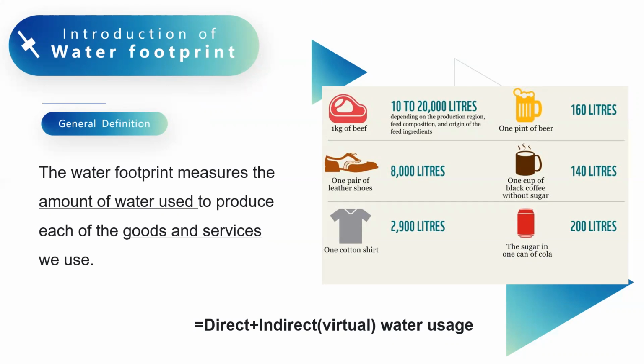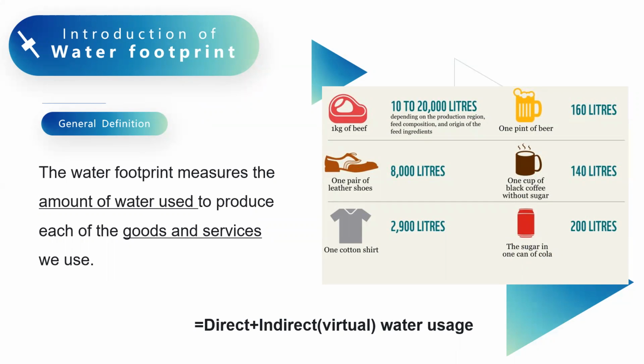As the name shows, the direct water usage is the amount of water that you could see, like how much water you use to wash your hands, how much water you use to take a shower. And the indirect water usage, also called virtual water usage, is, as the name shows, virtual. So you couldn't see it.